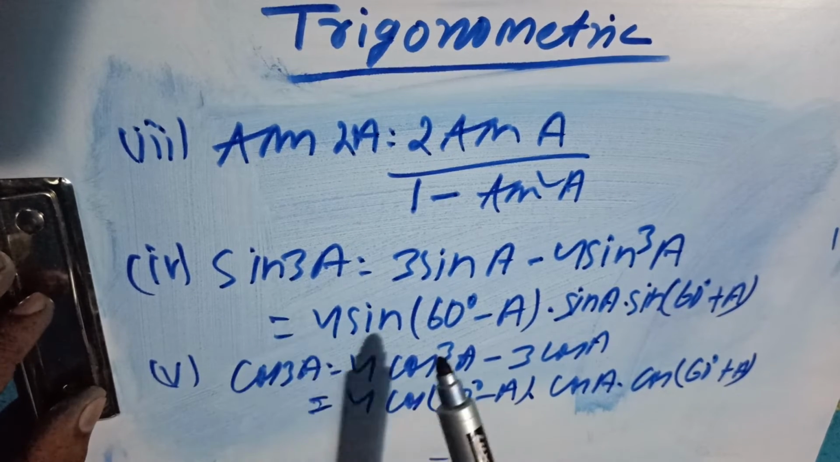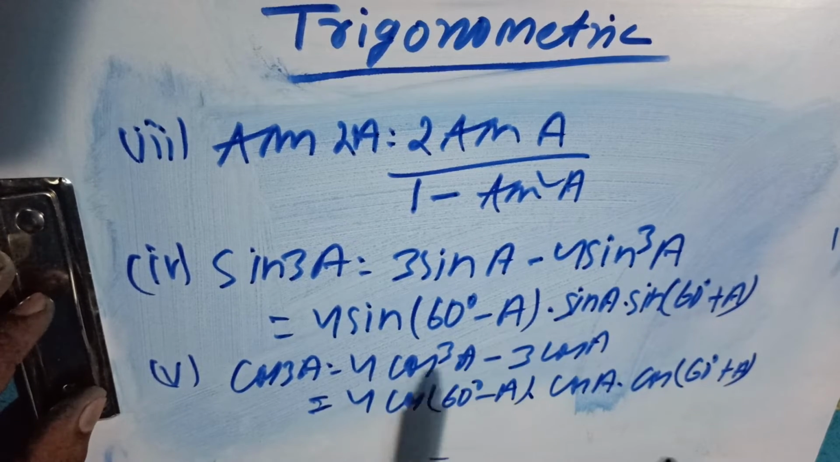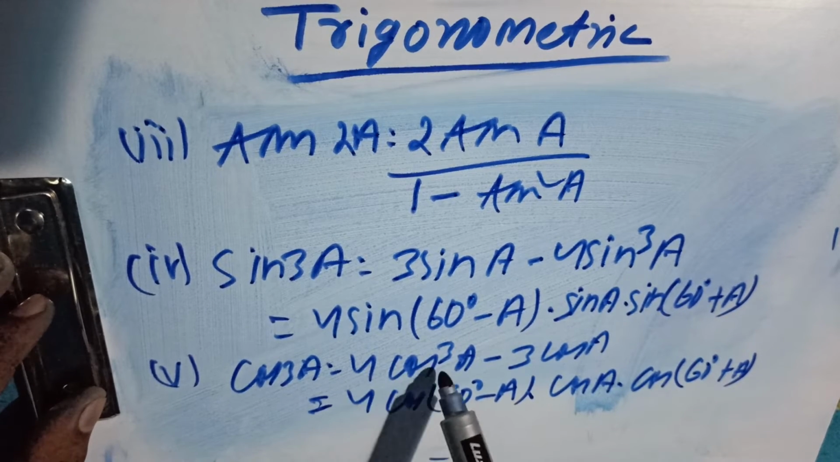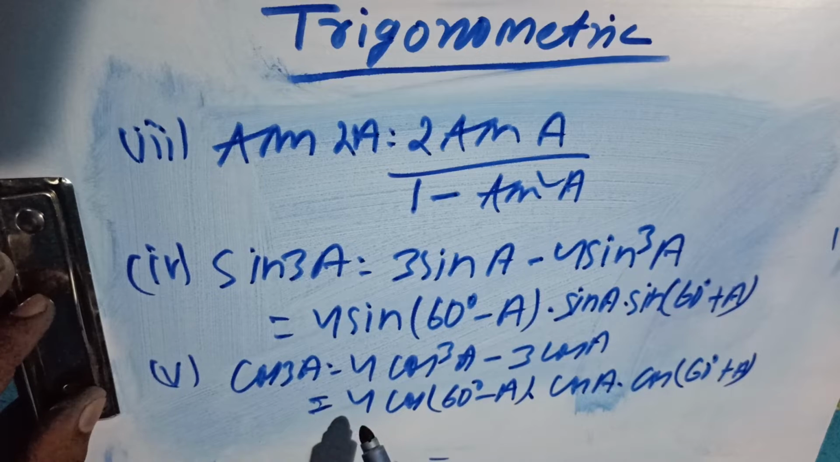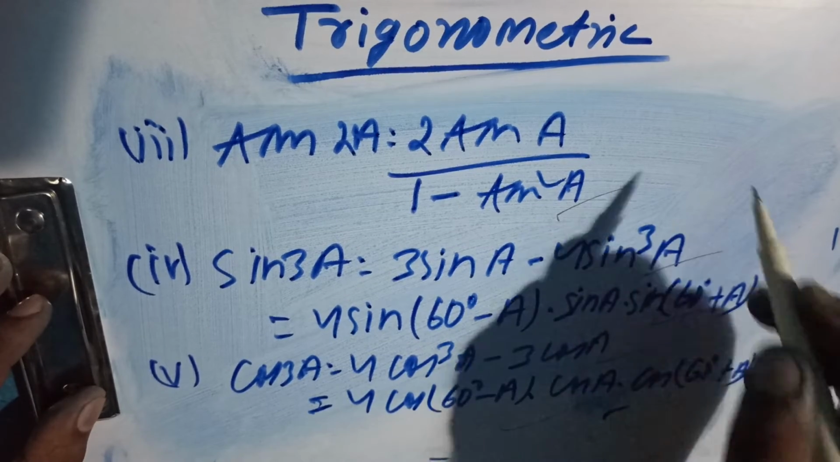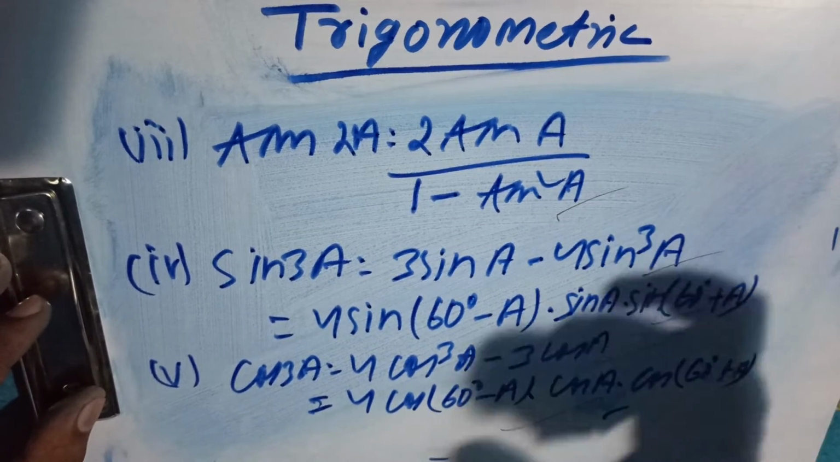So in the case of sin, 3 sin a minus 4 sin cube a, 4 sin (60 minus a) sin a sin (60 plus a). In case of cos, 4 cos cube a minus 3 cos a, and another form of cos. Remember this type. So next one.